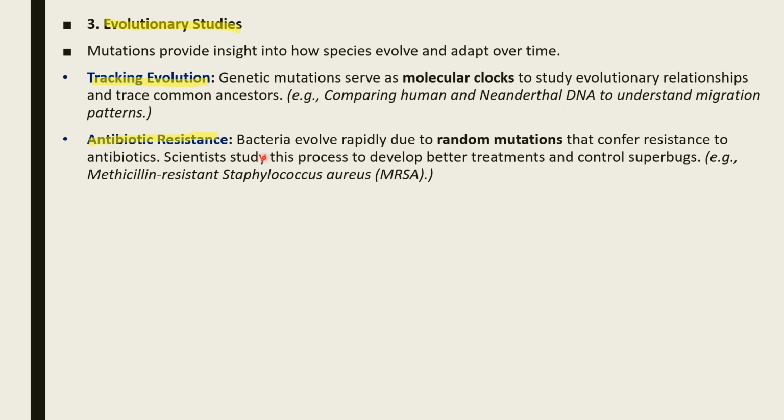Number 2 is antibiotic resistance. Bacteria evolve rapidly due to random mutations that confer resistance to antibiotics. Scientists study this process to develop better treatments and control superbugs. For example, methicillin-resistant Staphylococcus aureus.